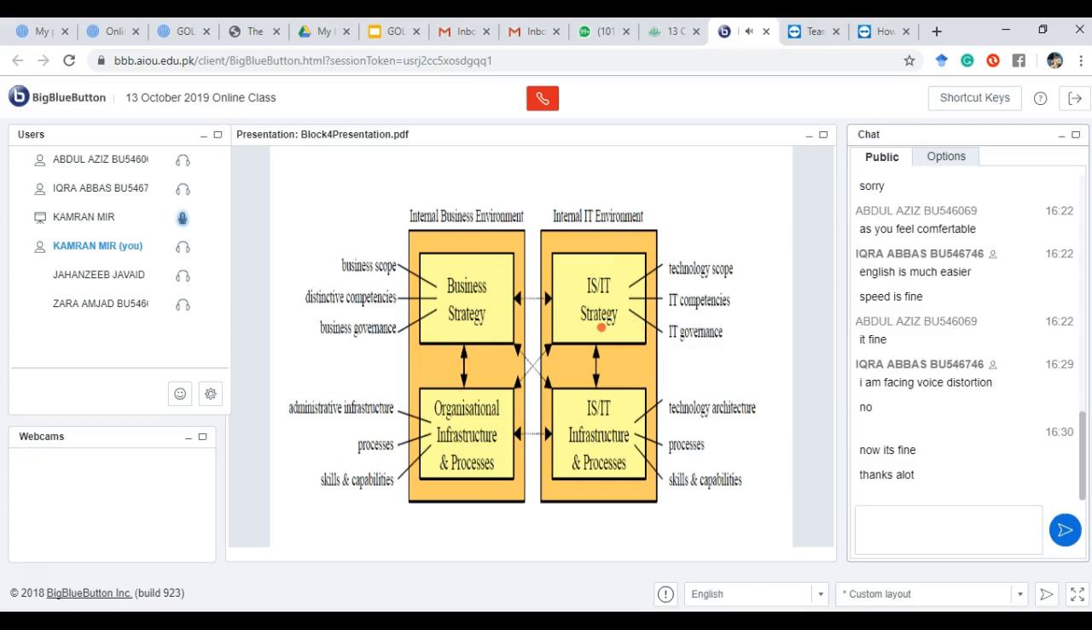Now, the internal IT environment, which is IT strategy, technology scope, IT competencies, IT governance, and then infrastructure and processes, technology architecture, processes, skills and capabilities. Again, these are all interlinked with each other. When the business looks at its internal scope, competencies, governance, administrative policies, procedures, skills, capabilities, and everything, from there the IT strategy is developed, and based on that strategy, how the system should work, what the competencies should be, and things like that. Based on that, the procedures are developed within the IS system: what procedures we need to have, what kind of technology we need to have in place, and what kind of skills and capabilities it should reflect once having a system in place. So this basically tells you about the internal business environment and the internal IT environment of a company.